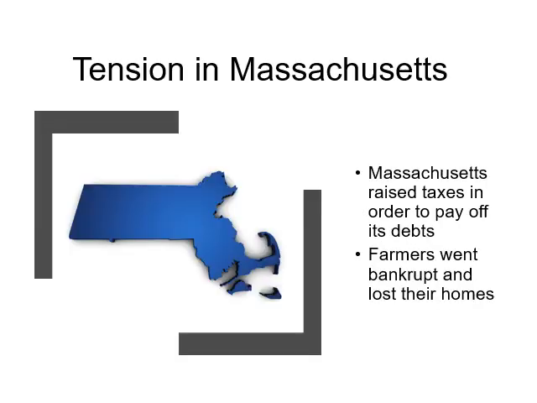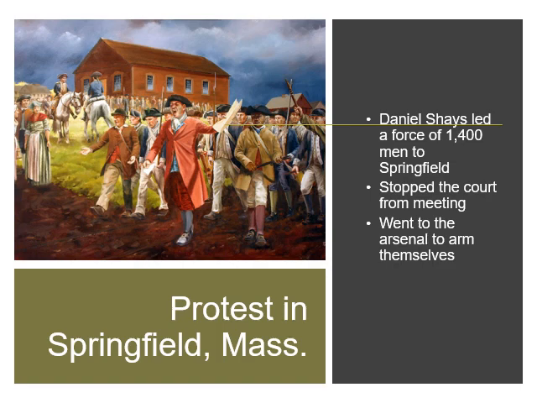So these are people who are upset, and tensions begin to build in Massachusetts. Massachusetts raised taxes in order to pay off its debts. The states have the ability to tax; it's just not the national government. But Massachusetts is trying to pay off debts, and so many farmers went bankrupt and lost their home from the rise in taxes. This is seen as exactly what happened with the British. So the raising of taxes and the seizure of farms really upsets people in Western Massachusetts. Most of these people are farmers.